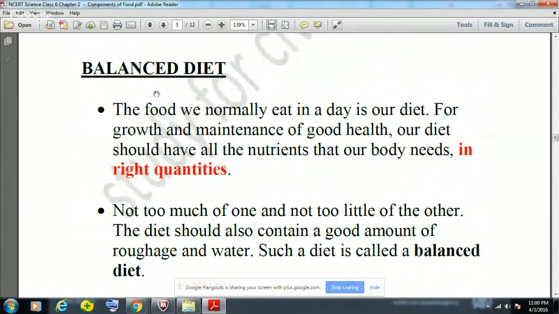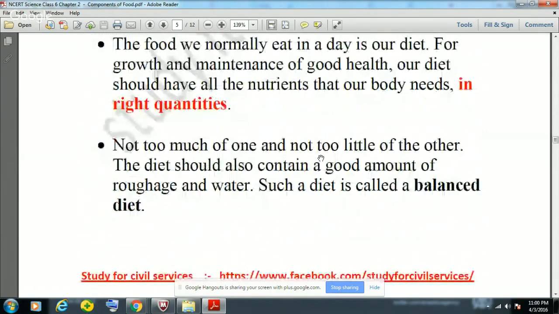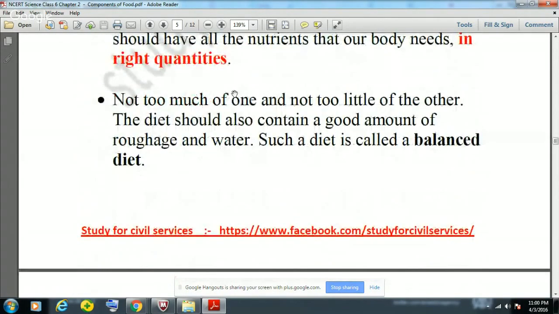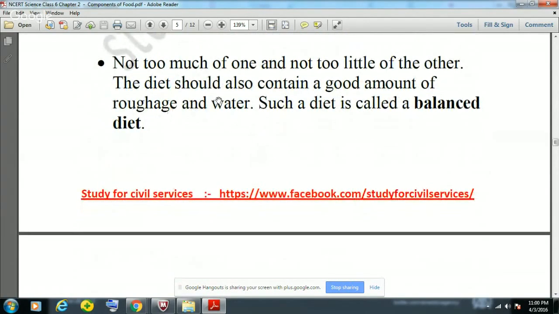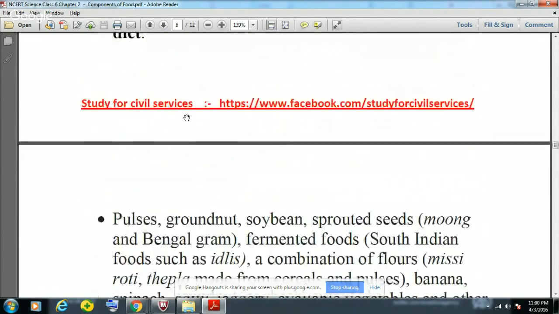Now a balanced diet is very necessary for a healthy life or good health, and for the growth and maintenance of good health, our diet should have all the six nutrients which we have discussed in the right quantity, not too much of one and not too little of another. So the diet should contain all the six nutrients, that is carbohydrate, fat, protein, vitamins, minerals, plus roughage also, like salad, and plus water also. And such a diet which contains all the six nutrients plus roughage plus water is known as a balanced diet.